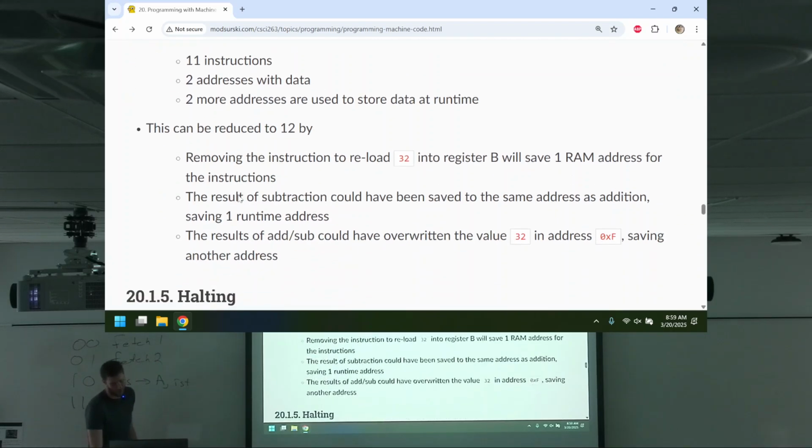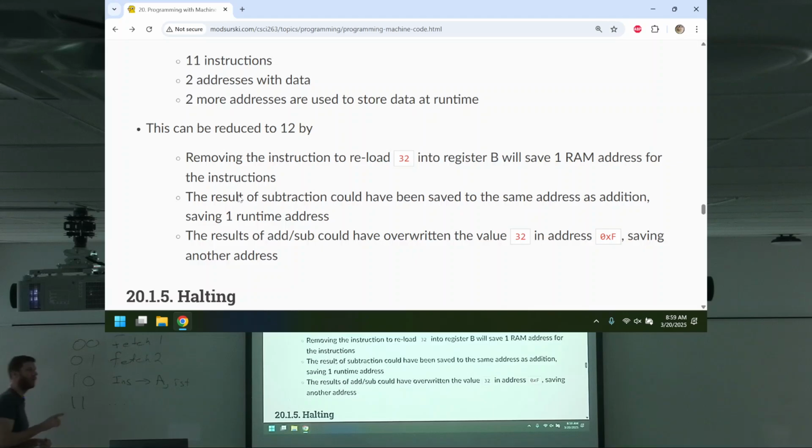Well, first and foremost, we already talked about how we really didn't need that second load 32 into B. If we get rid of that instruction, not only do we save a clock cycle, but we save a memory address. Sorry, 4 clock cycles and a memory address. So that's good. So we can already save something there.